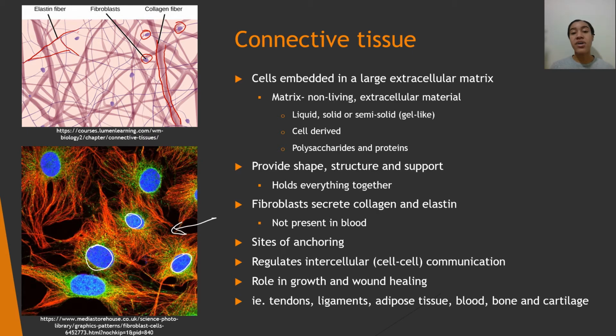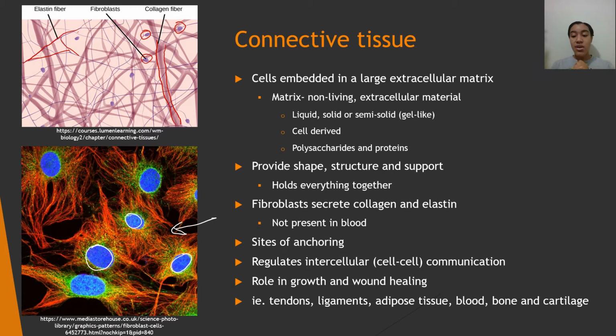Connective tissue also provides a location for anchoring, and it helps to facilitate the communication between cells. So the connective tissue helps to also hold cells in close proximity to one another, and that allows for them to communicate well. It also allows for them to transmit signals from one to another. And they also play a major role in growth and healing.